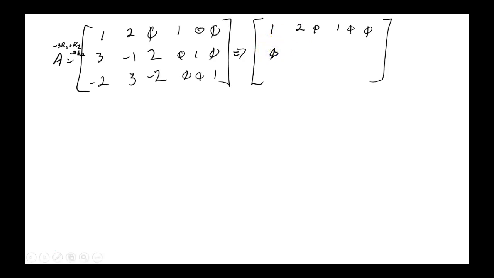0, negative 7, 2, negative 3, 1, 0. Okay, what's the next thing we want to happen? Okay, how will we make that happen?